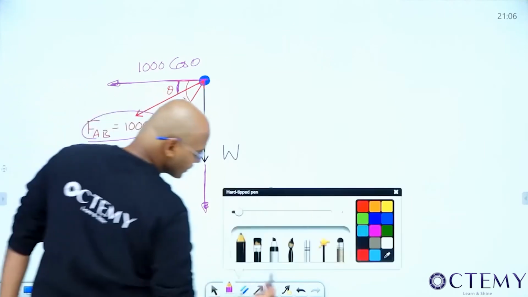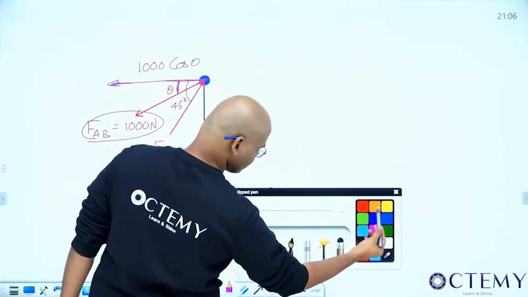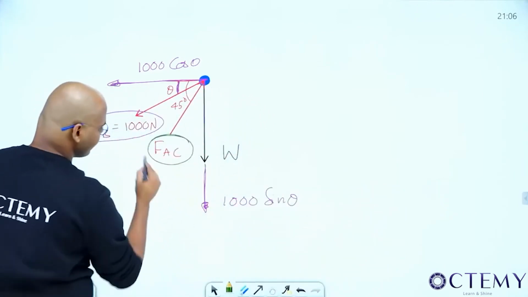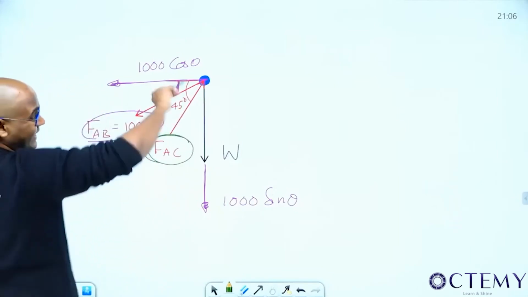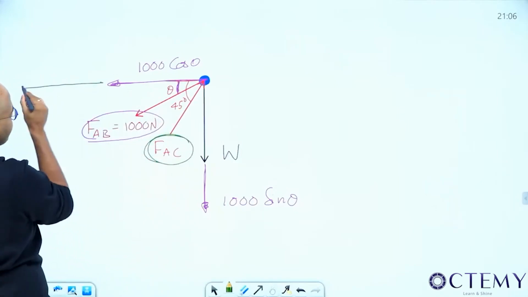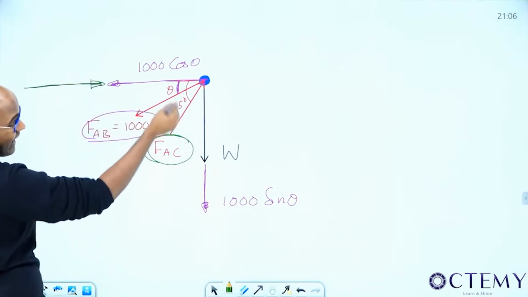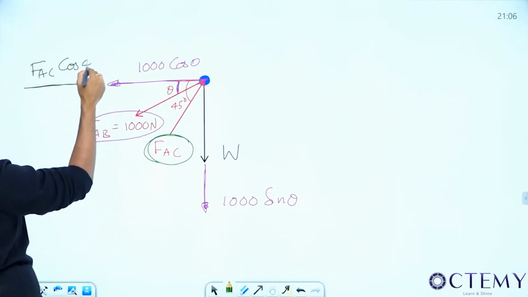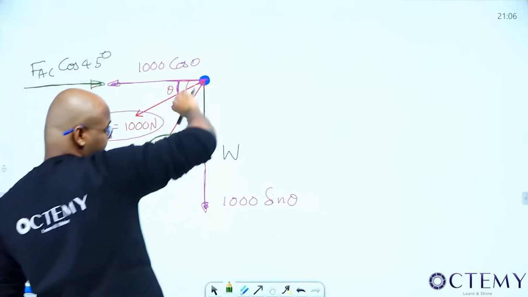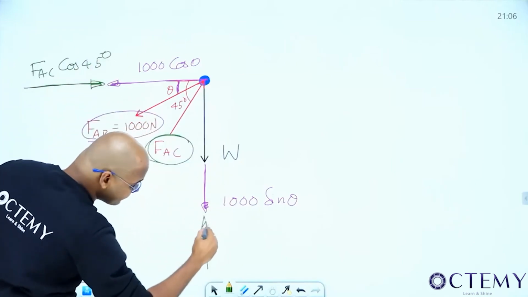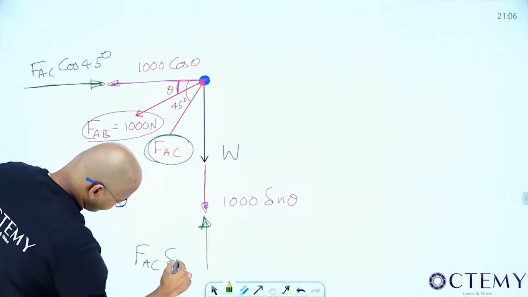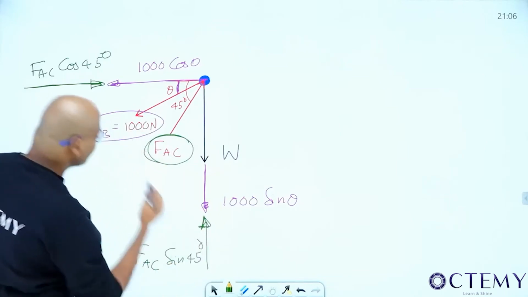There is one more force. What's that? I will go with this three. Okay, FAC. It is like this, in the opposite direction. Angle 45, so FAC adjacent side is FAC cos 45, like this. And how much is this? FAC sin 45.